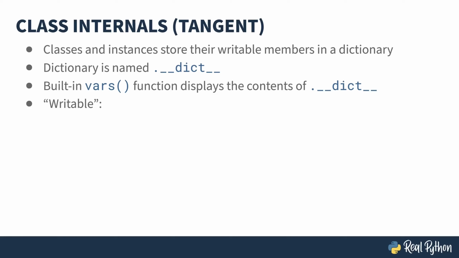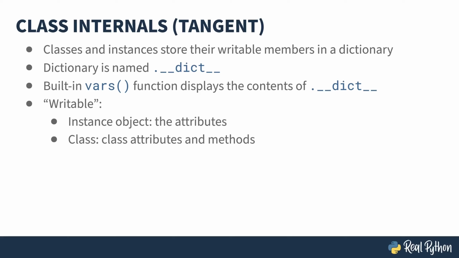I kind of glossed over something quickly at the top of this slide. Just what do I mean by writable? Well, things that you can change. For an instance object, that is its attributes. For a class, that's pretty much everything. The next couple sentences are a bit of a deep dive behind the scenes, and you really don't have to worry about it when you're writing classes.